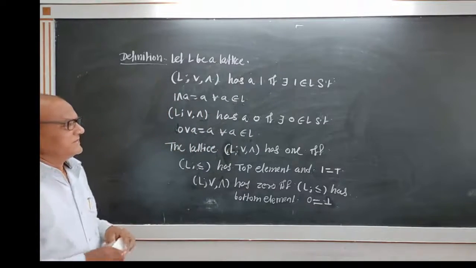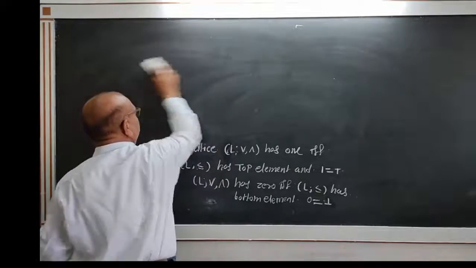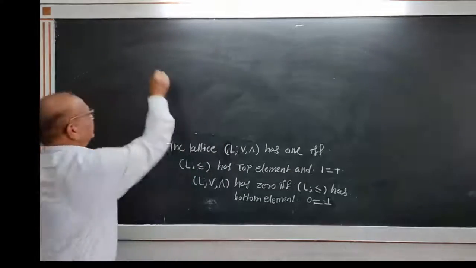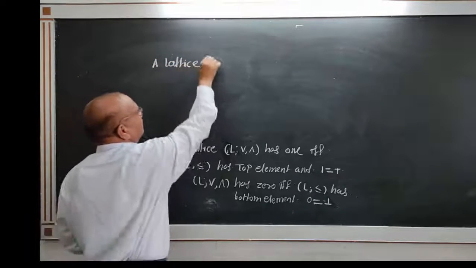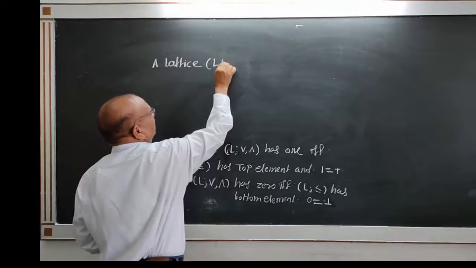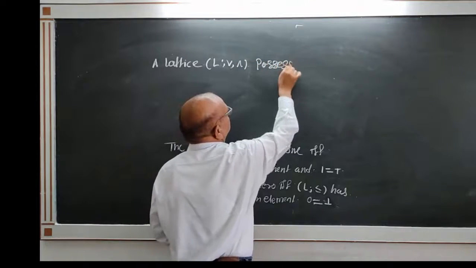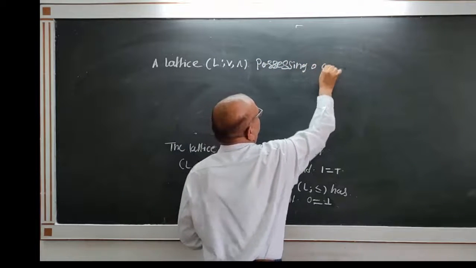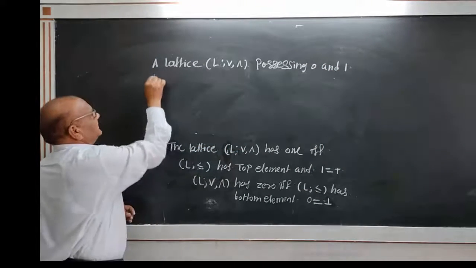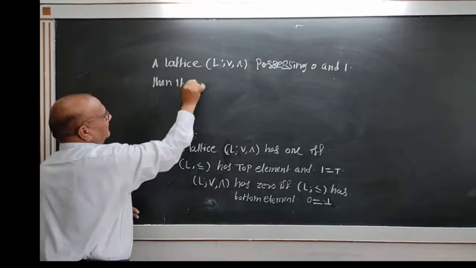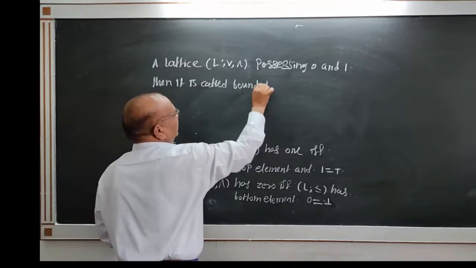A lattice possessing 0 and 1, then it is called a bounded lattice.